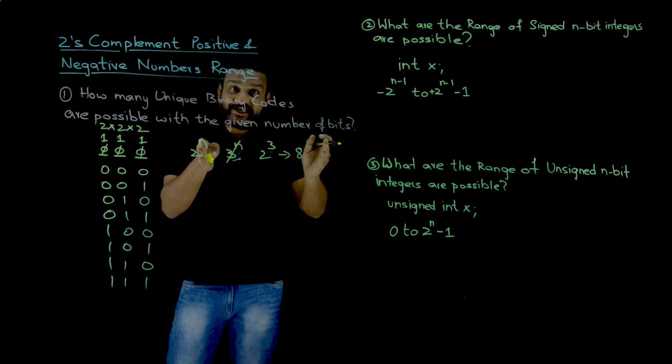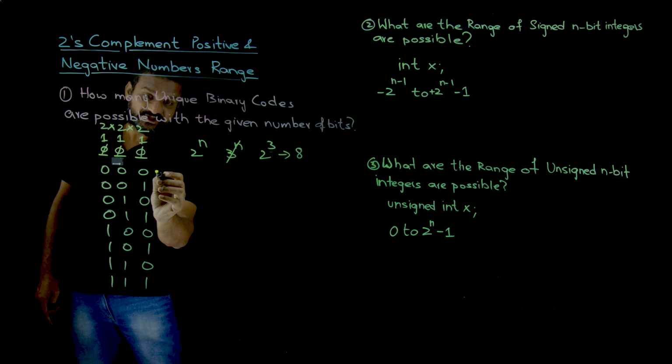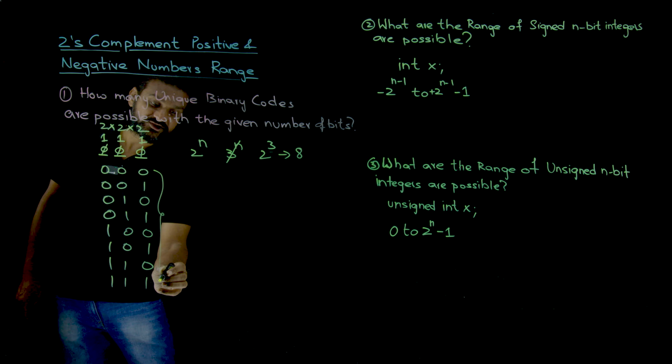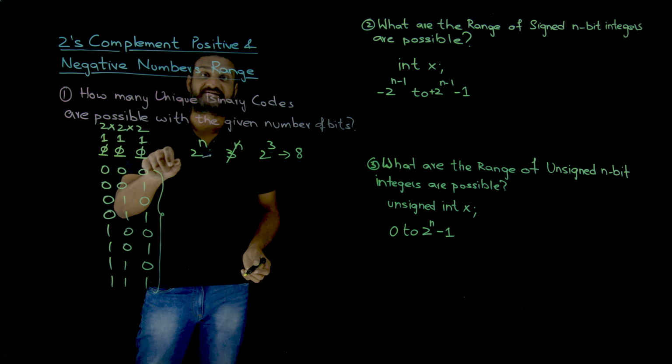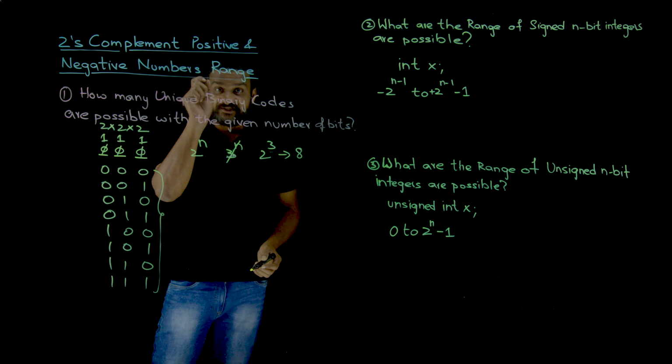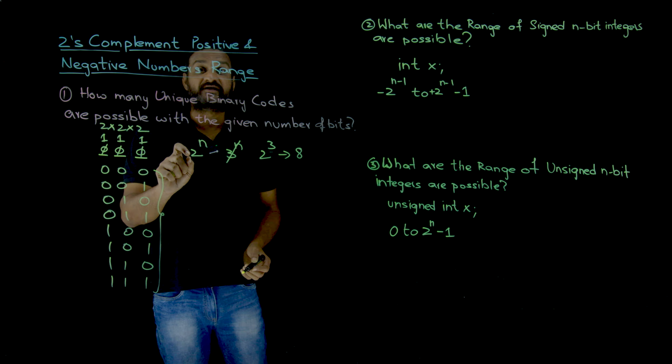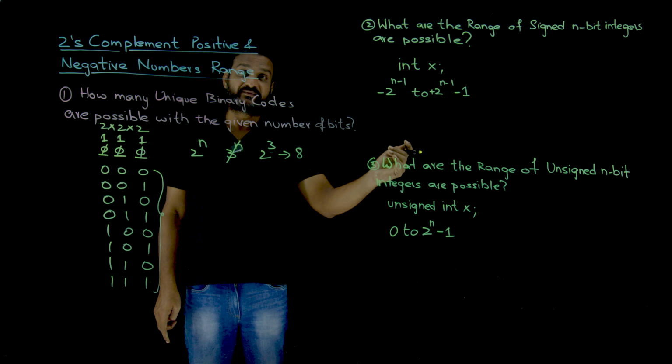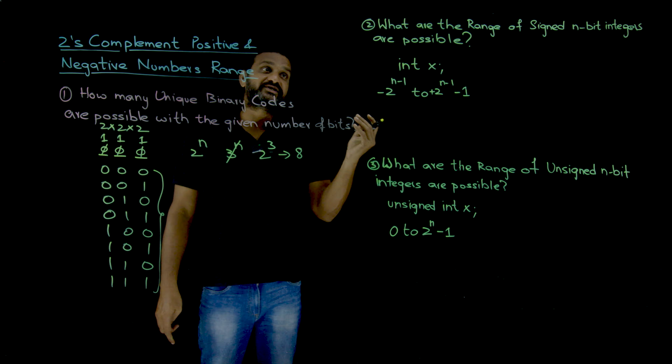So what are those 8 binary codes? These are all the 8 binary codes that are possible with 3 bits. This is the first question that we need to understand, and it is related to the remaining questions. So let's go on to the second question.